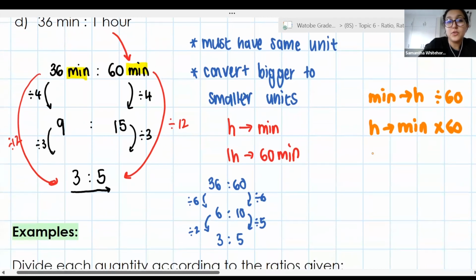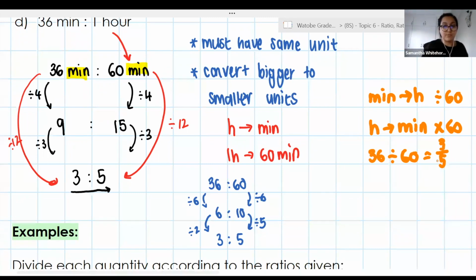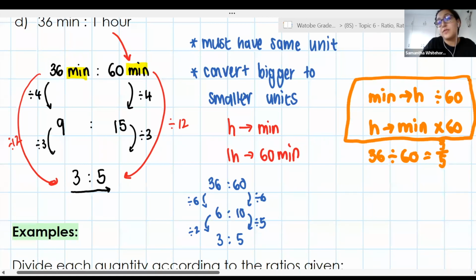So here, if you want to take 36 minutes and convert it to hours, you would have to divide that by 60. And that will give you a fraction of 3/5. Now, we don't want to have to work with fractions. That's not ideal. It doesn't really make a whole lot of sense to us, especially in a ratio context. So I would avoid it, but your conversions are here. Minutes to hours, you divide by 60. Hours to minutes, you will times by 60.